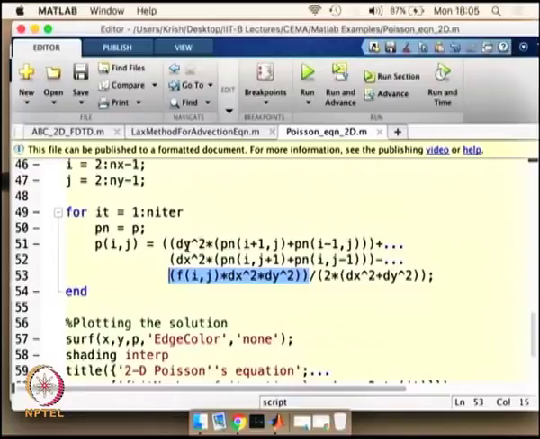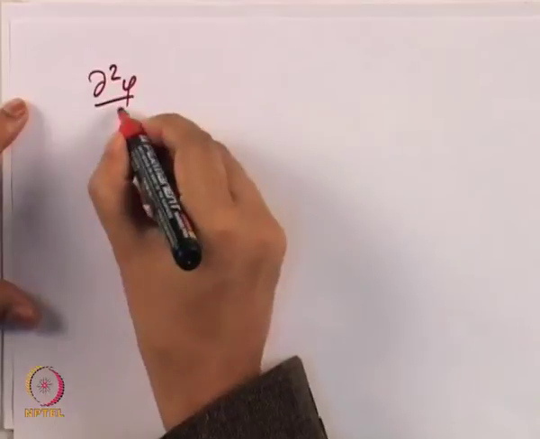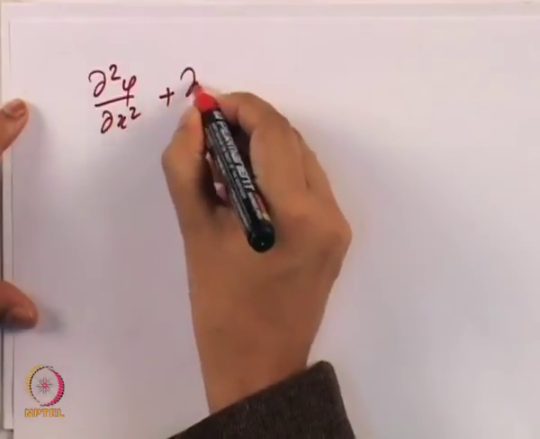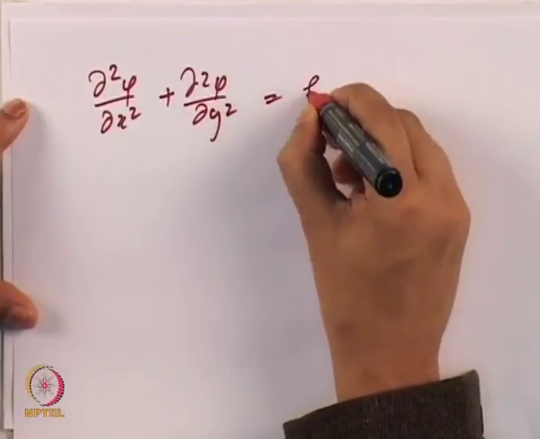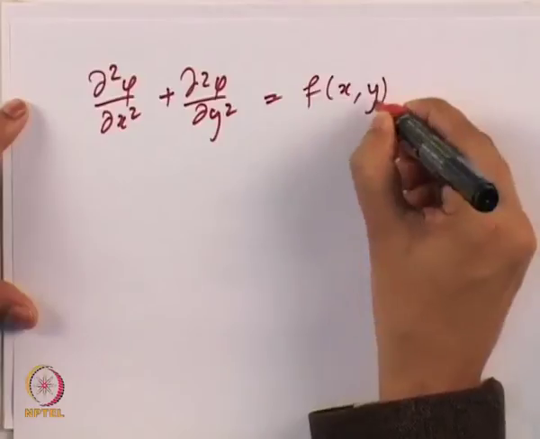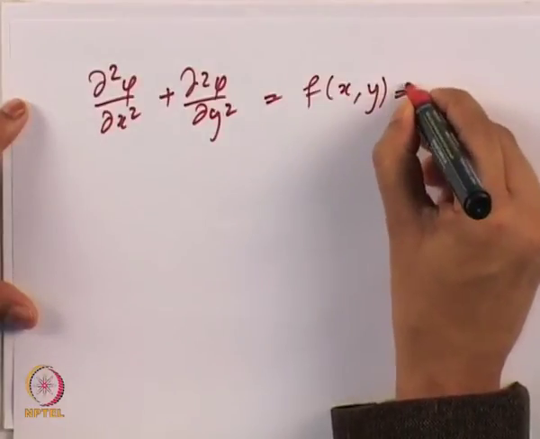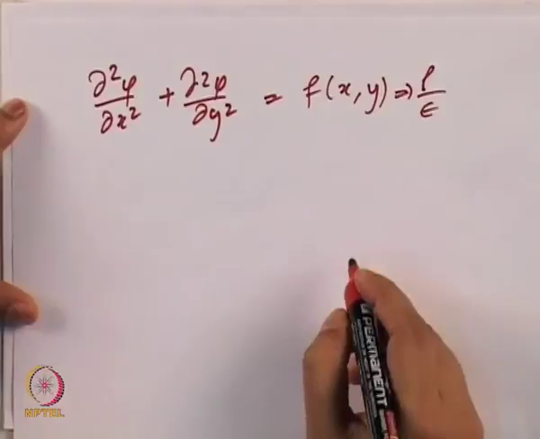The entire equation is same as Laplace equation. In the Laplace equation the source function is going to be 0, so this is not there, whereas in this case we are going to have it on the right hand side. So when we are going to see the differencing analog of this equation, what we get is dou square phi by dou x square plus dou square phi by dou y square is equal to f of x comma y, which is nothing but rho by epsilon.